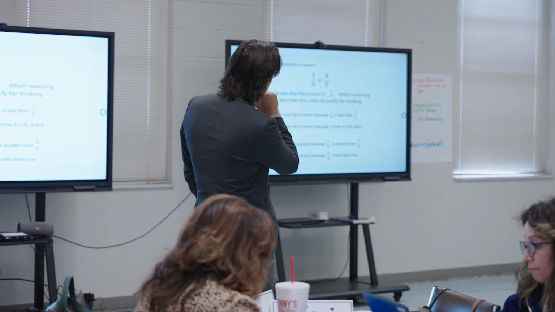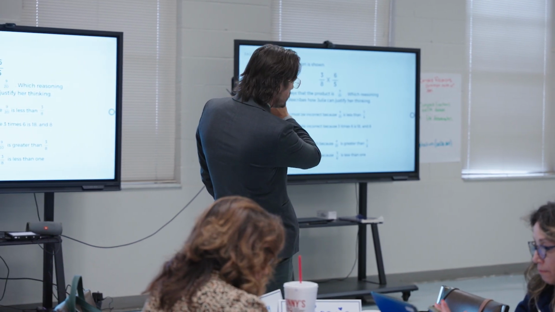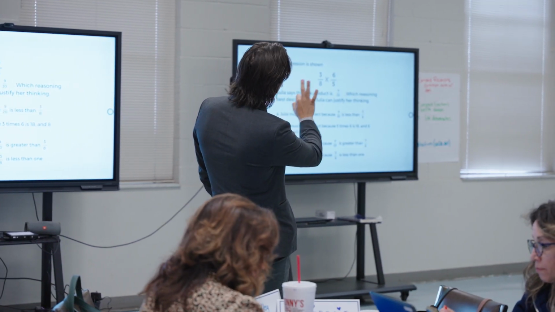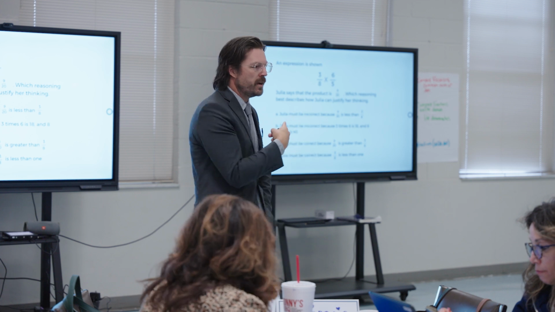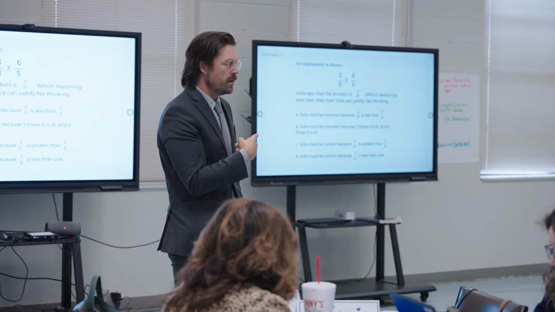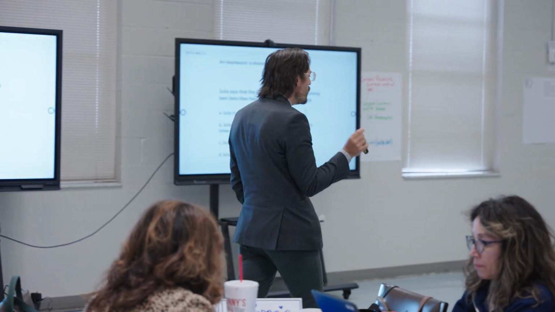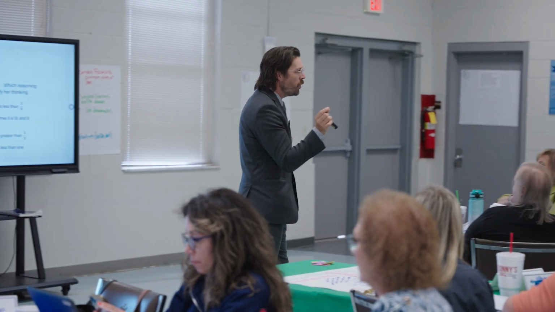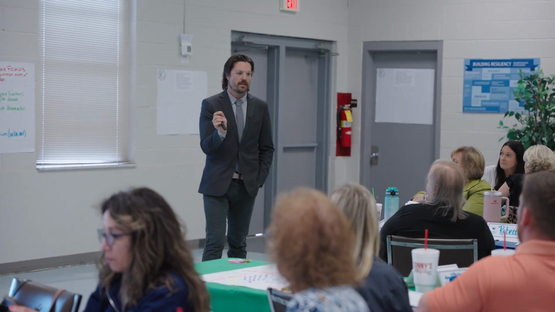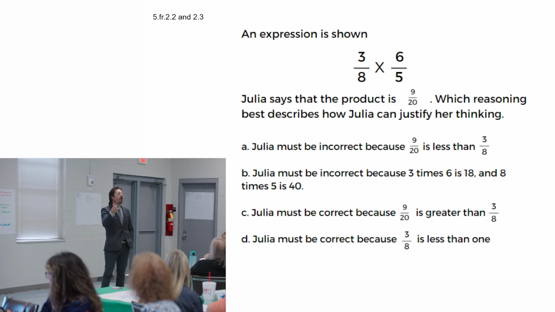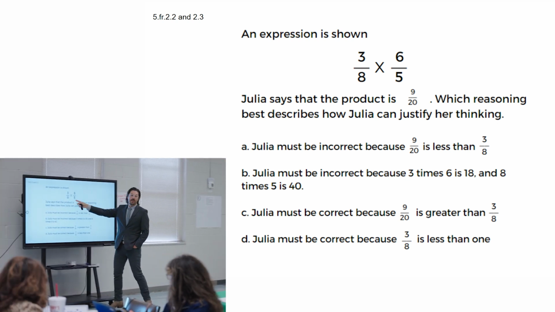Let's think about this for a second and just kind of do the math. 3/8 times 6/5. What's important about 6/5? It's greater than 1. And what do I need to know as a learner? What's important about that? My answer, not necessarily more than 1, but it's going to be more than 3/8.